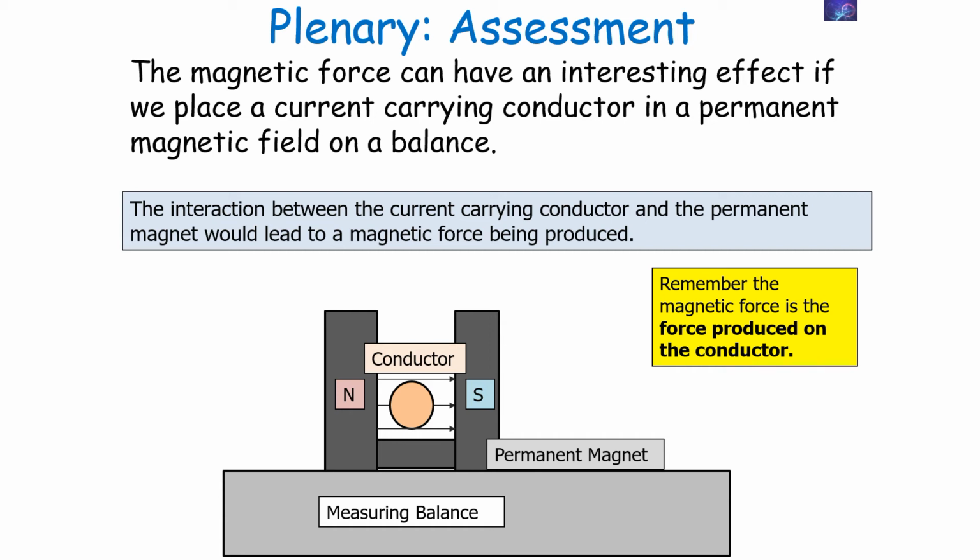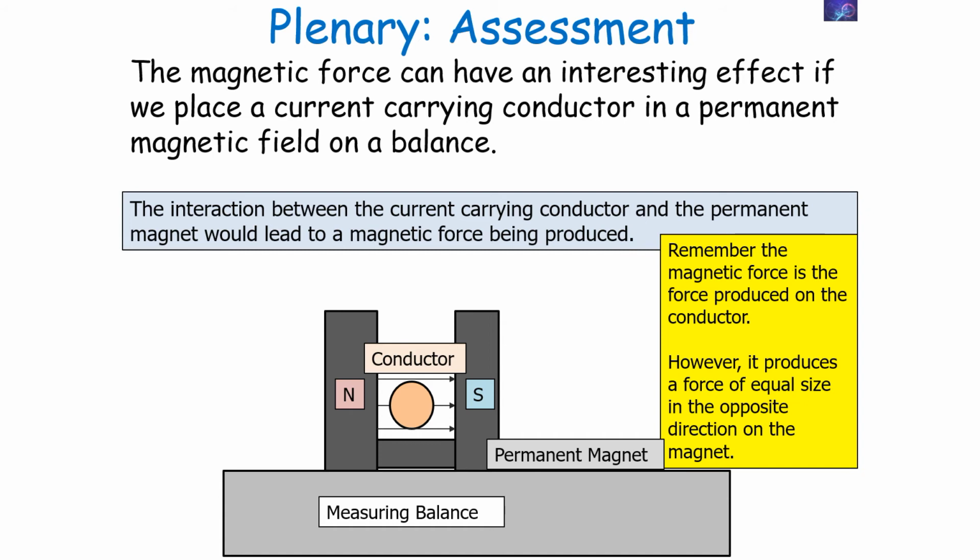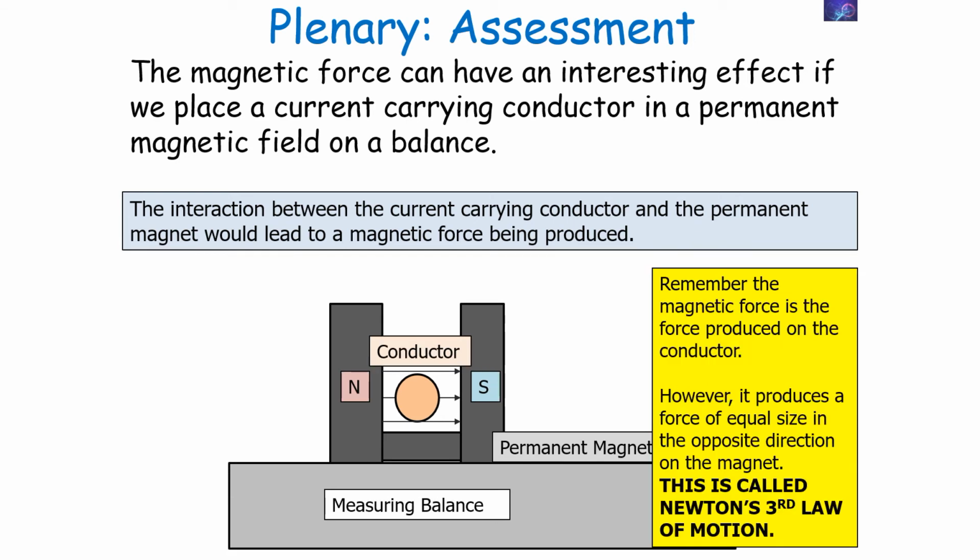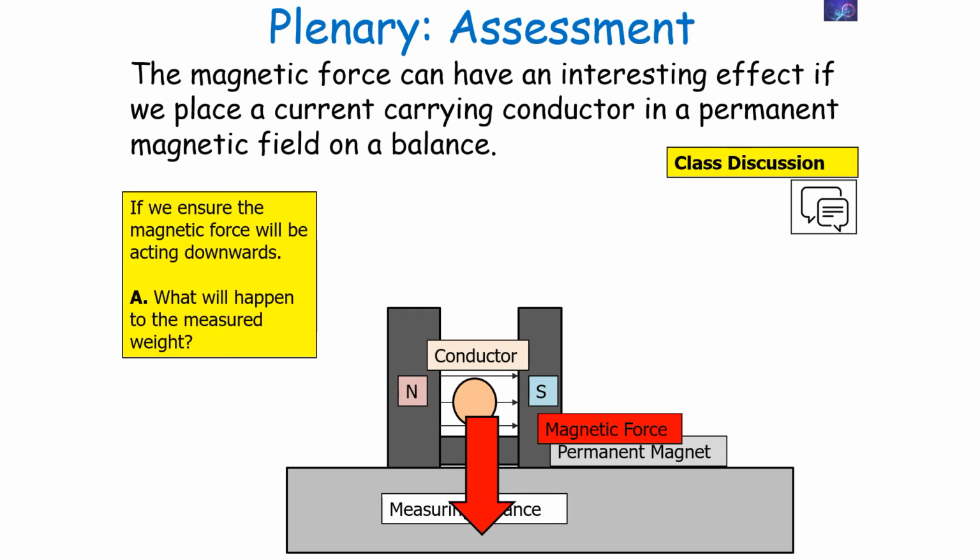Remember, we always consider the magnetic force originally produced on the conductor. But like we said right at the start of this lesson, this also produces a force of equal size in the opposite direction on the permanent magnet. This is down to Newton's third law of motion. When there are 2 objects interacting, they'll produce forces of equal size in the opposite direction of the same type on those 2 objects. So let's consider an application of this. Let's consider that the magnetic force on a conductor is acting downwards. What would happen to the measured weight?